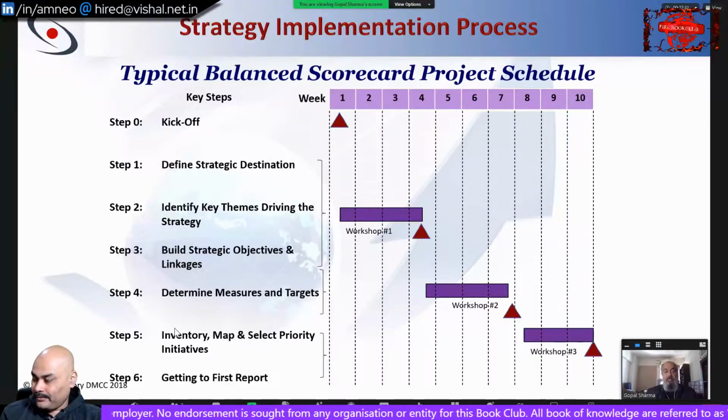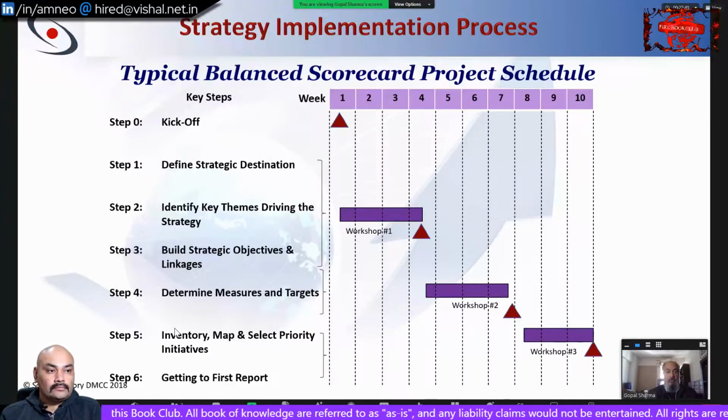Okay, step 6 is getting to the first report. So step 5 involves inventory, map and select priority initiatives, what we talked about a little earlier. And then step 6 is you get your first report on your performance. Depending on your organization, you might have monthly reports, quarterly reports, half-yearly reports and annual reports, obviously. And some of the organizations even have weekly reports at the departmental level. For example, in manufacturing, the production department will have weekly productivity reports, right?